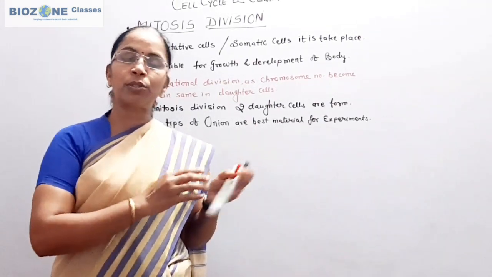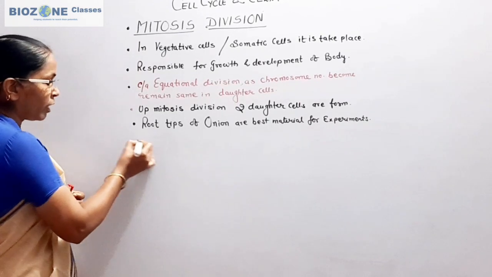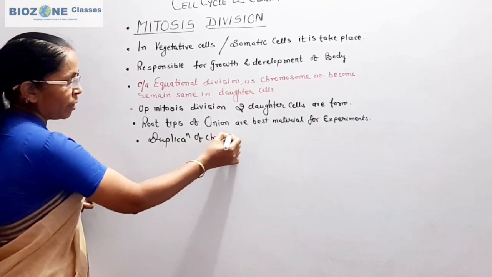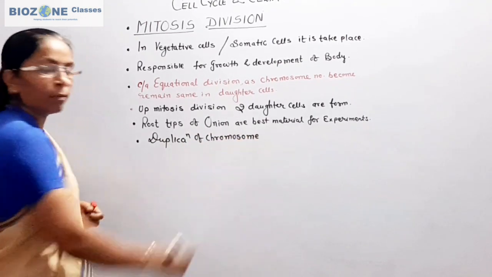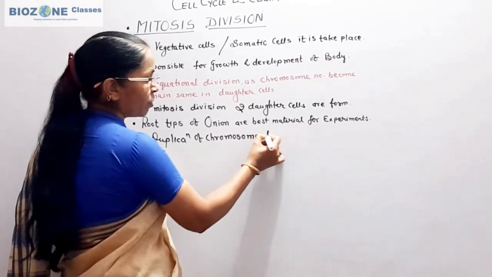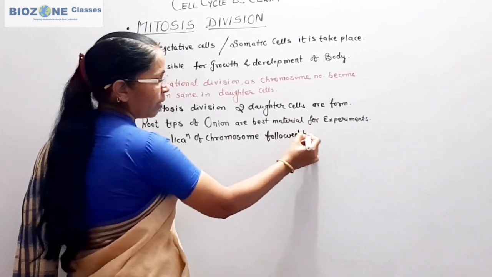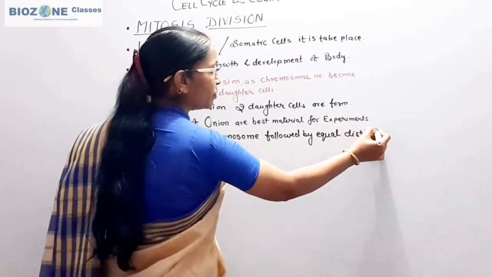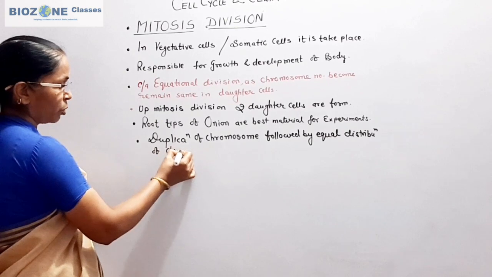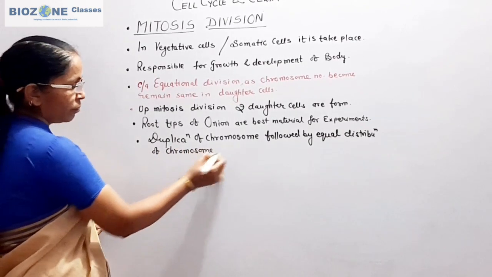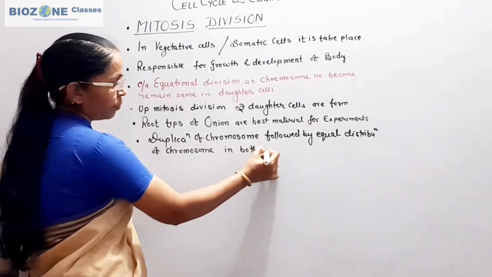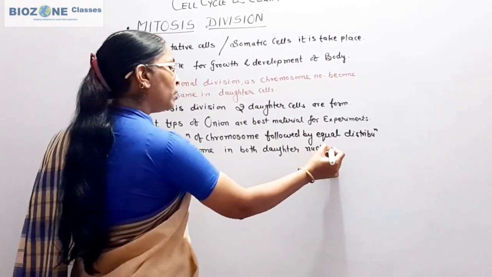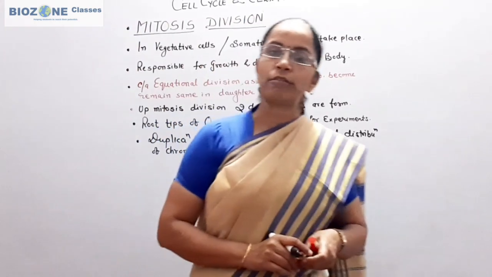So here you remember mitosis is a type of division in which duplication of chromosome takes place, and because of duplication of chromosome, followed by equal distribution of chromosome in both daughter nuclei, the daughter nuclei will proceed to the development of daughter cells. So this much you remember.